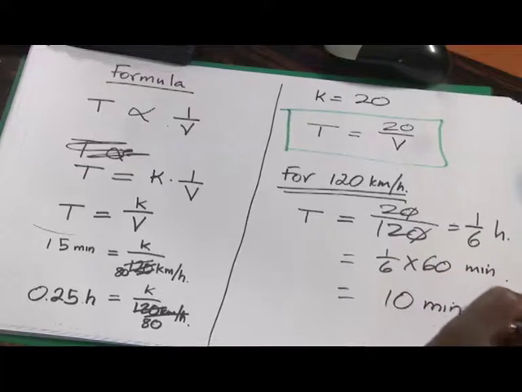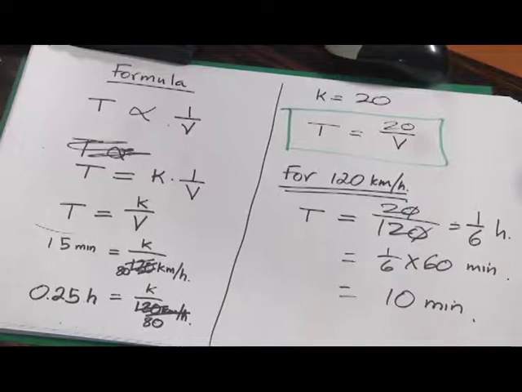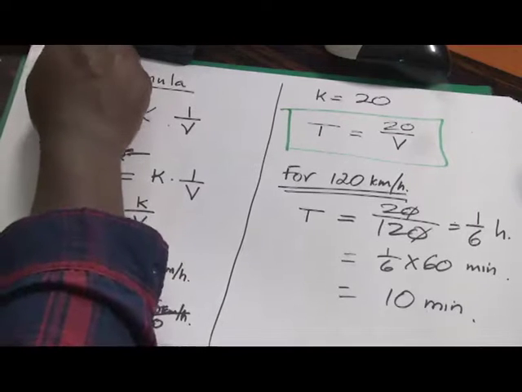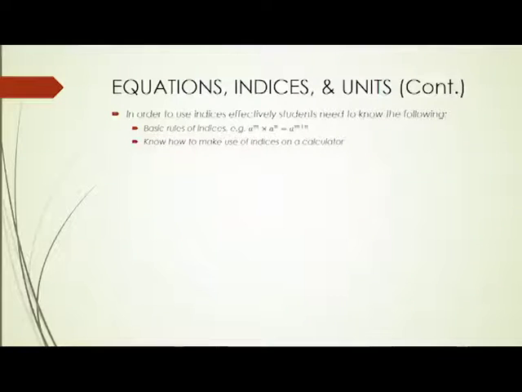So if you drive at 80 kilometers per hour, you are taking 15 minutes. If you drive at 120 kilometers per hour, you are taking 10 minutes. So that is direct and indirect proportion. Let's continue. Let's look at equations.